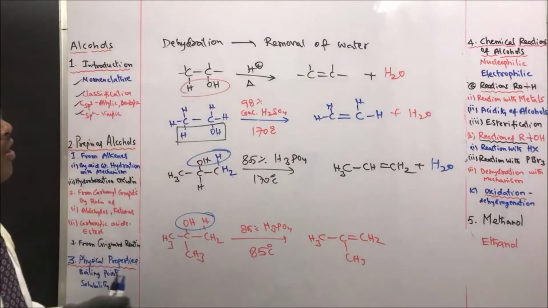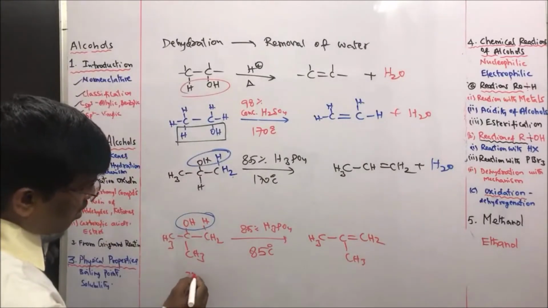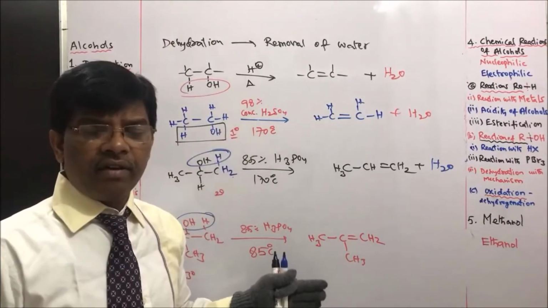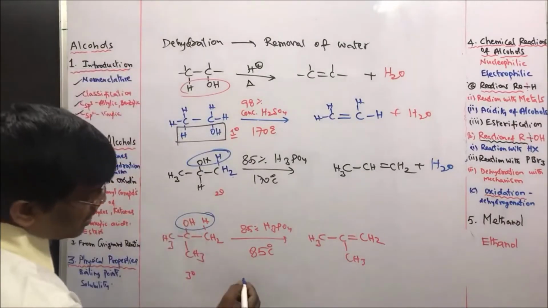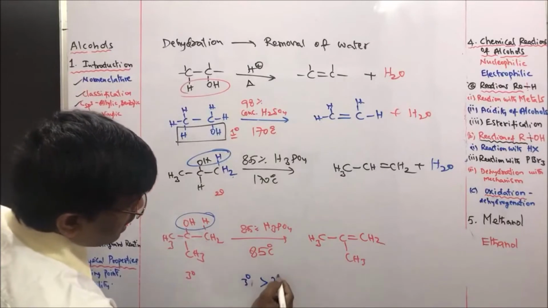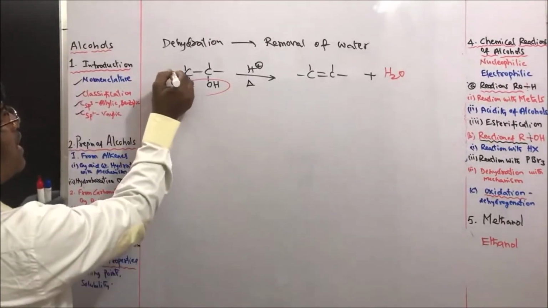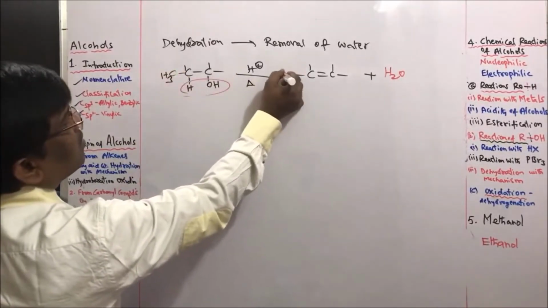That means, overall, the dehydration order: this is a tertiary alcohol, this is a secondary alcohol, this is a primary alcohol. Which alcohol is undergoing dehydration very easily? Tertiary goes very easily compared to secondary, and compared to primary. Yes, so let me write methyl here, and here also methyl.